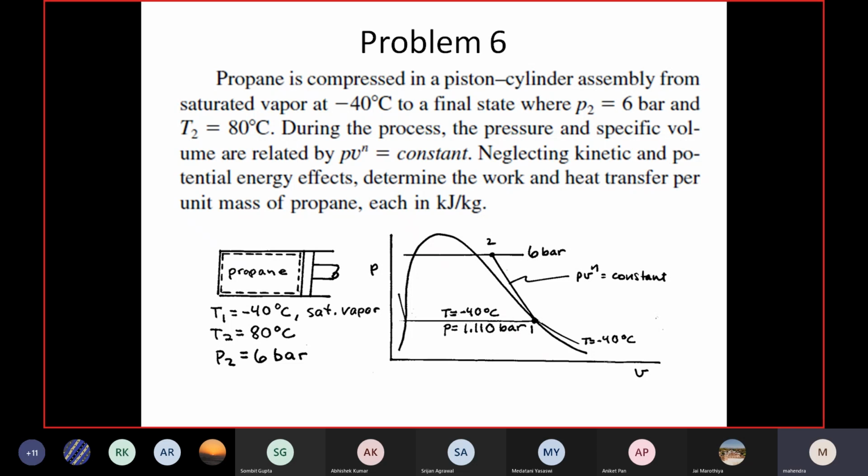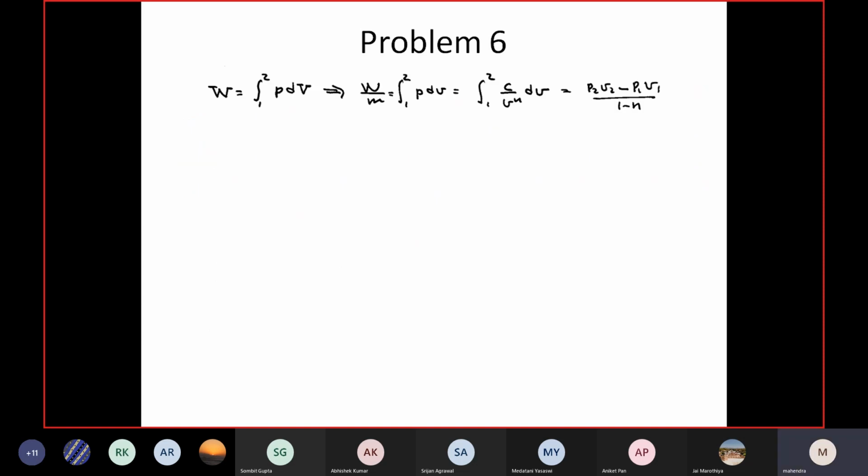Now we need to calculate work and heat transfer for this process. Here the polytropic work, as you know, we have solved in our previous tutorial also.